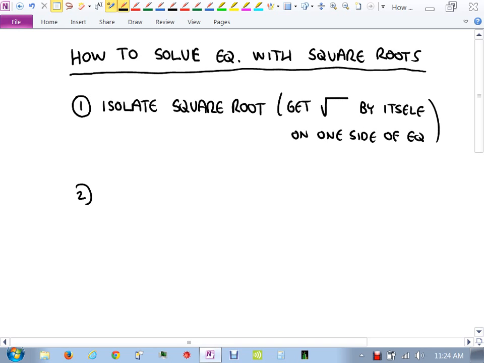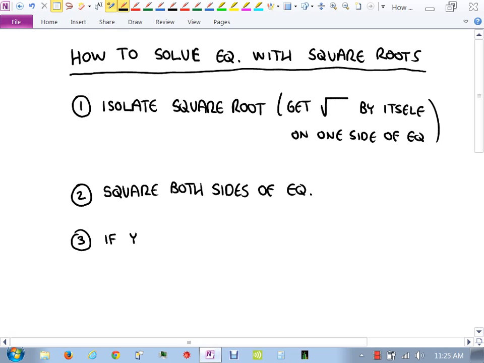Second step, square both sides. Why do you think we would square both sides after we get the square root by itself? Yeah, what I do to one, I do the other. But if one side has the square root by itself, then when I square it, it'll go away, right? So it'll be whatever was under it. That's a good thing. That's why we do it. But you have to isolate that root first.